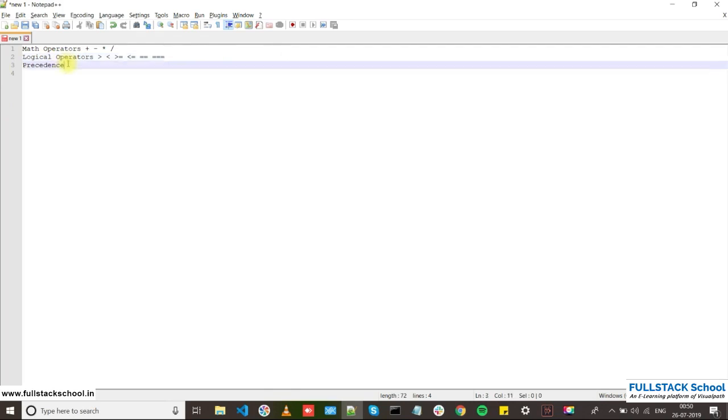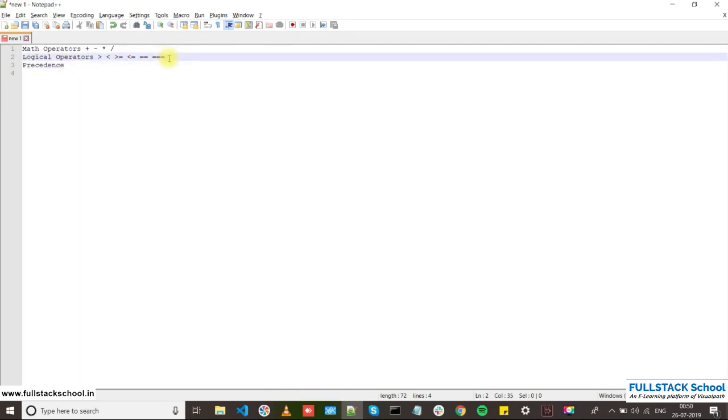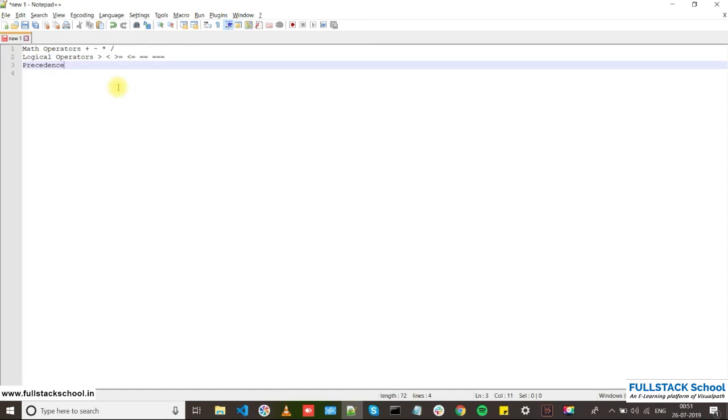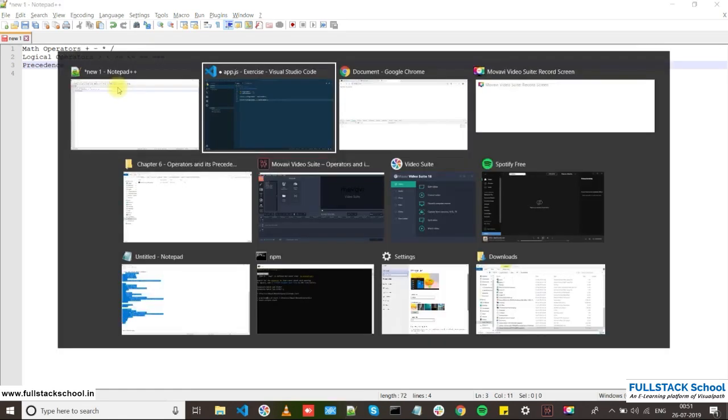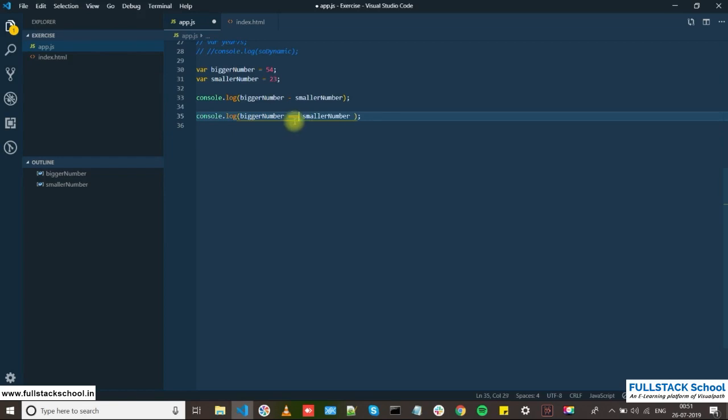This takes us to the last topic of this chapter, which is called precedence. You would have seen precedence already. Precedence means that if a set of operators is present, where should I give the priority? For example, if I press Control Z, it takes me back to the previous scenario. So this was our scenario.